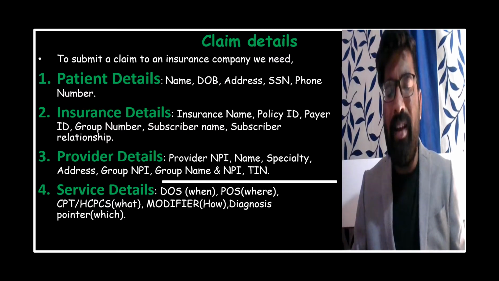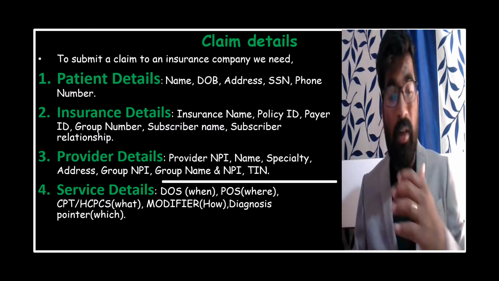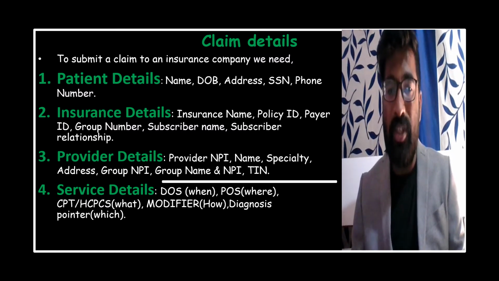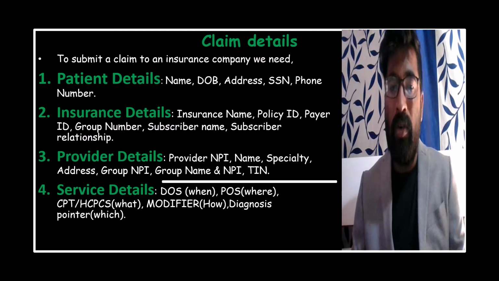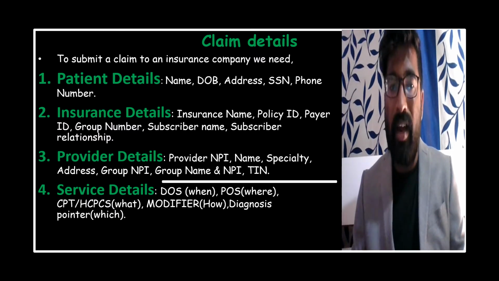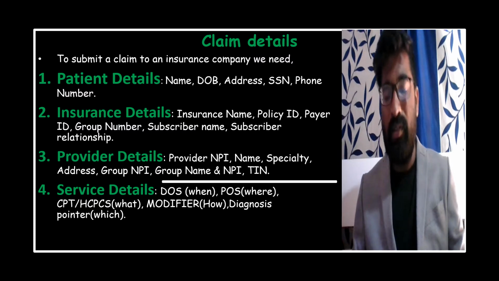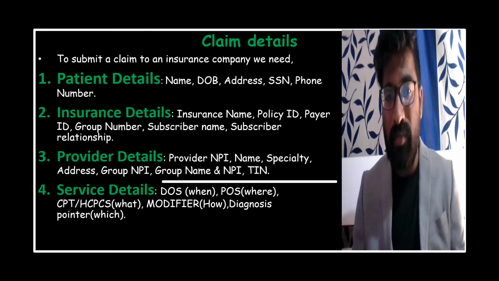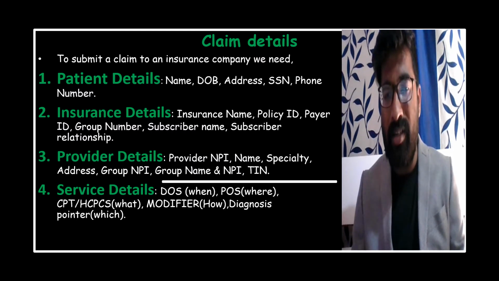Coming to the next one, insurance details. What do we mean by insurance details? They are the insurance name, the policy ID which is given to the patient by the insurance company, the insurance ID or payer ID to submit the claim, the group number, the subscriber name, where the subscriber is the patient, and the subscriber relationship. All these details come under the insurance details.